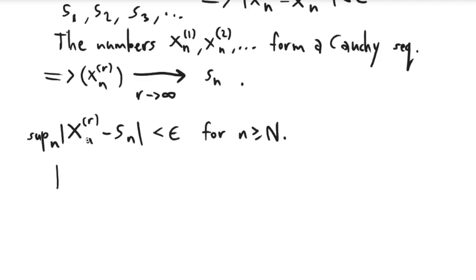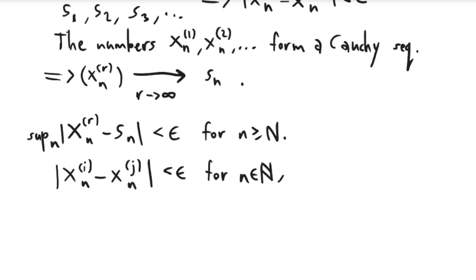However, what we know again is that because this is Cauchy, we can definitely make |x_i^n - x_j^n| less than epsilon for a specific n, and for i and j sufficiently large. And so what you can do with this is take the limit as j goes to infinity of this expression.